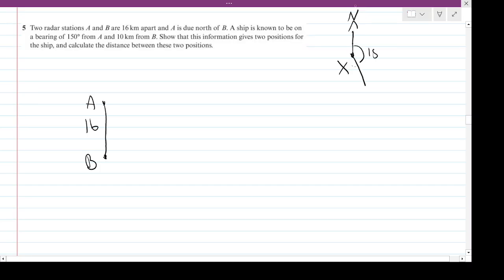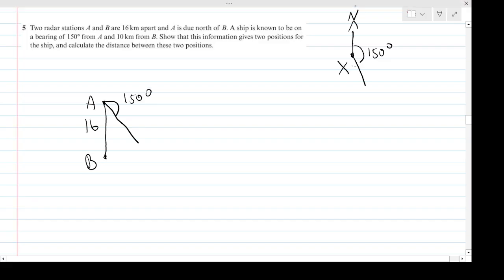That'd be 150 there. So if upwards is that way, and 90 would be there, then 150 would be about there, right? So then that whole angle is 150 degrees. This is where the ship is on this line here. So if we call the ship point C, I guess it makes sense. So I'll say C is where the ship is.